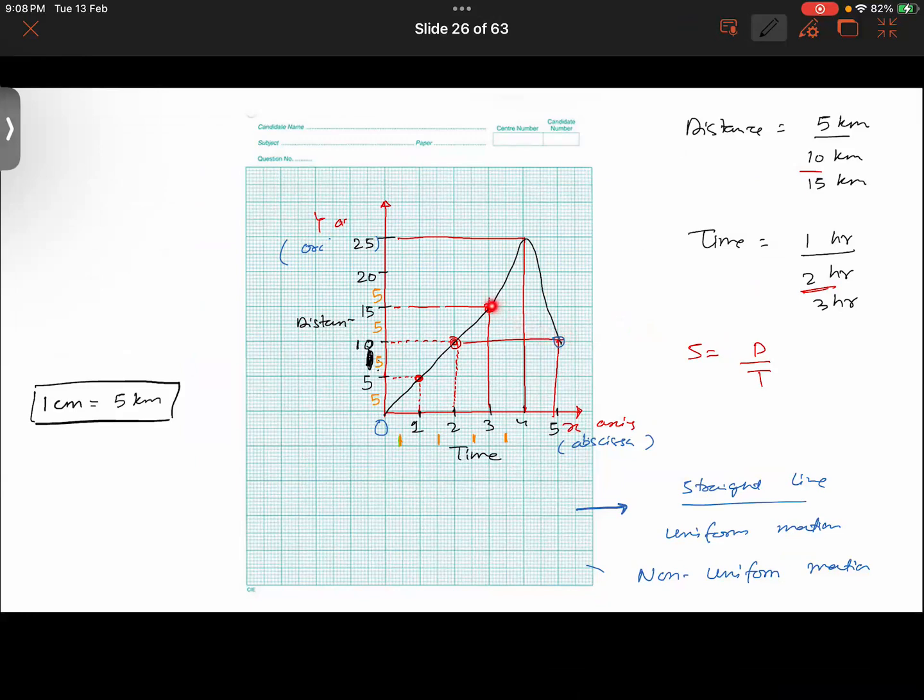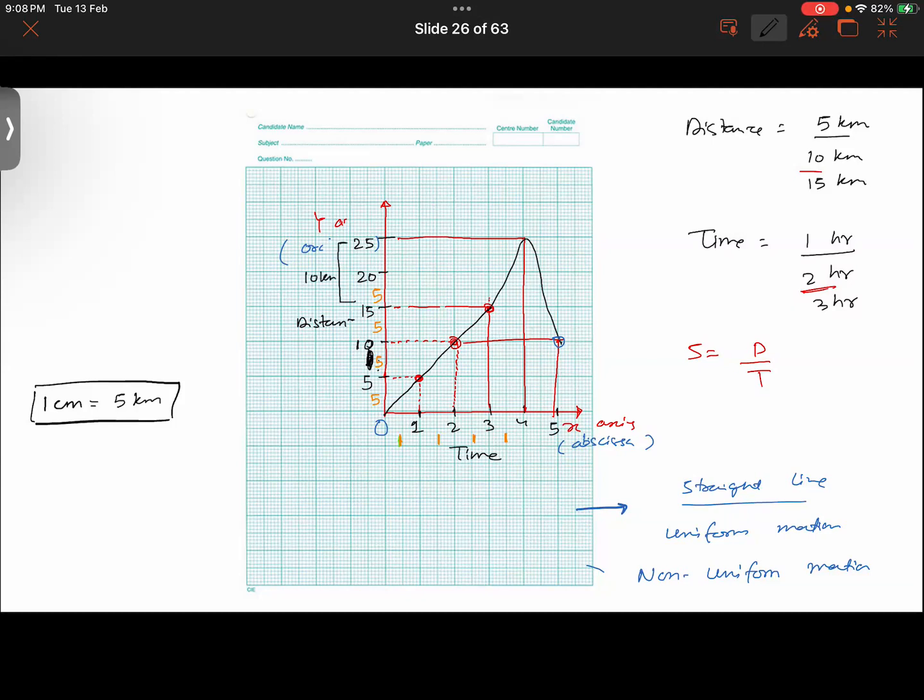Okay now, look at this part. After the third hour, the speed of the vehicle has started to change. In the fourth hour, it covered a distance of 25 kilometers. If you look at the gap here, 25 minus 15, that is 10 kilometers.